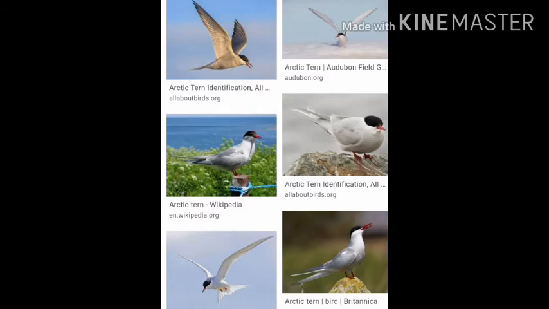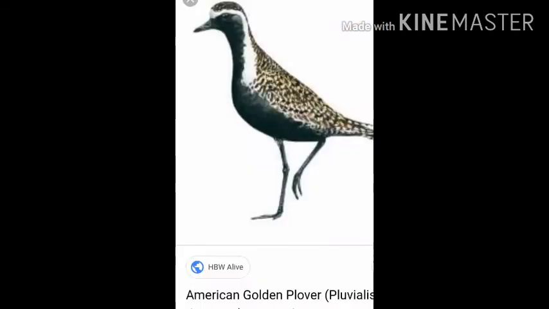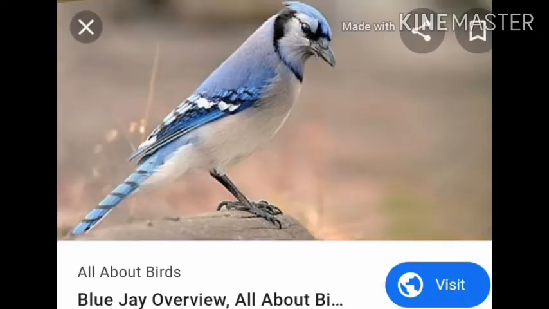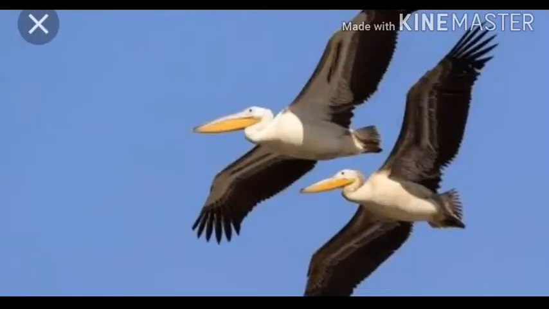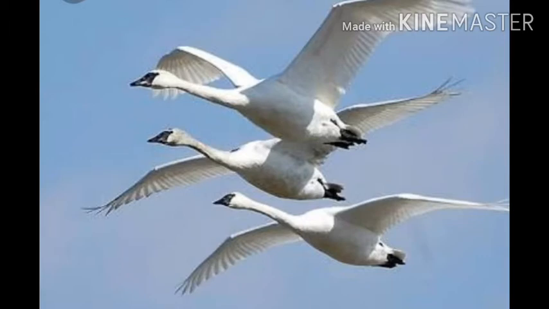For latitudinal migration, the American golden plover is an example. It enjoys 2 summers in a year without experiencing any winter. Similarly, Siberian birds travel from Siberia to India and Sri Lanka, nearly 6,000 miles. And for latitudinal migration, some tropical birds are also examples.